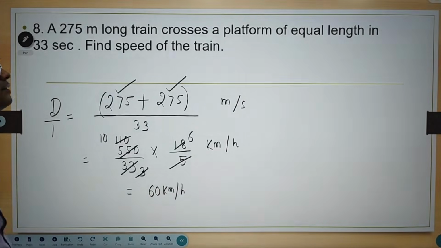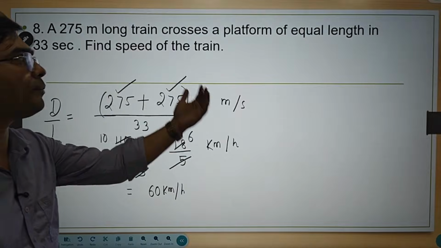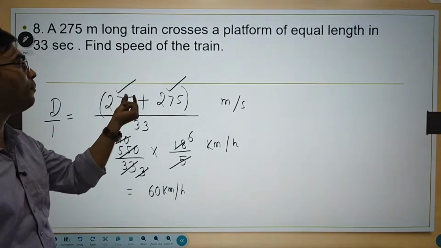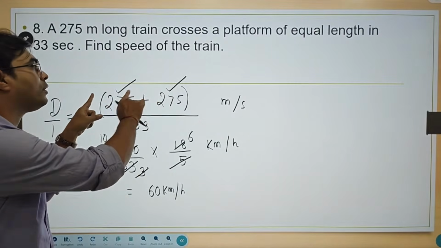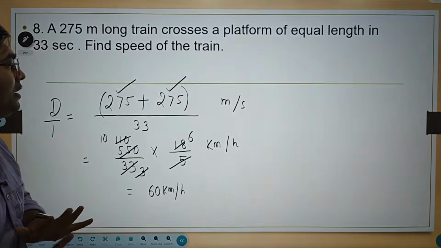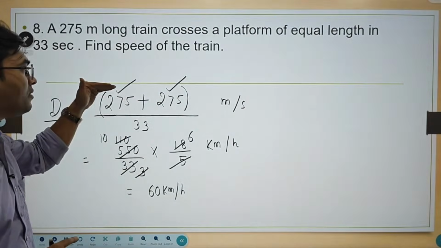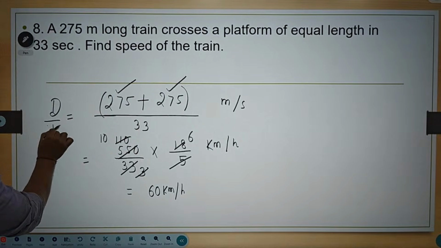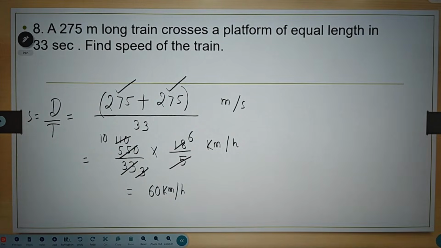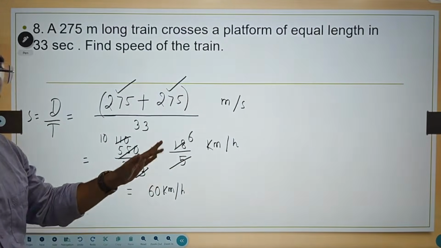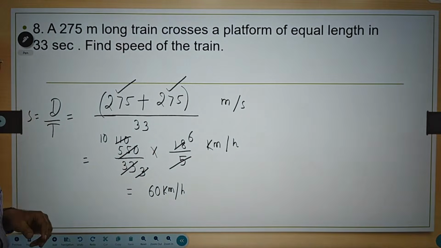So what is the criteria given here? The train is crossing a platform of equal length. It means the length of train plus length of platform will be the total distance covered by the train, divided by the time taken, which is 33 seconds. So distance by time will be equal to speed. Speed is distance by time. Convert meter per second to kilometer per hour, because if you see, the options will be given in the form of kilometer per hour. Right. Let's move to the next problem.